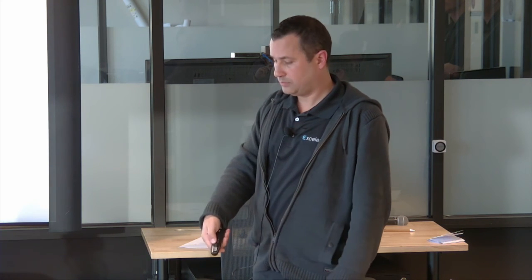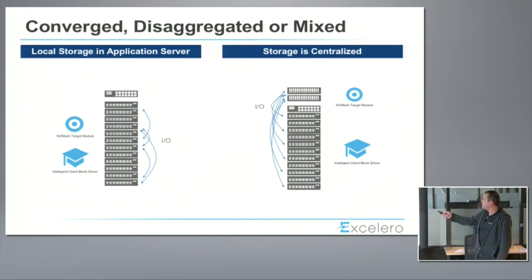I keep pointing in the wrong direction. We mentioned earlier, our product lends itself very well to the converged model, where you run the target module and the cluster manager with it, and the client block driver on the compute nodes themselves. You sprinkle your storage devices within your compute nodes, and you can get the highest performance. Essentially, you're getting a virtual SAN that's not taking any rack space, and you're getting huge performance out of it.